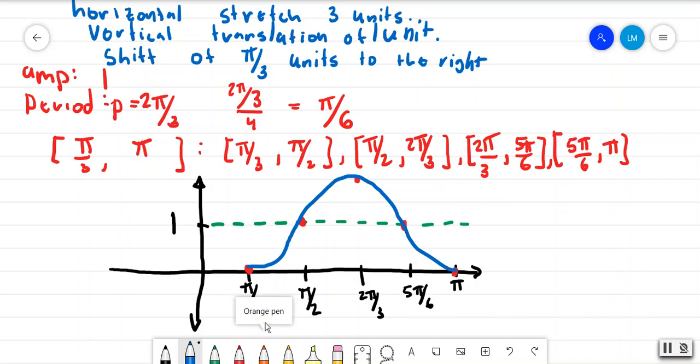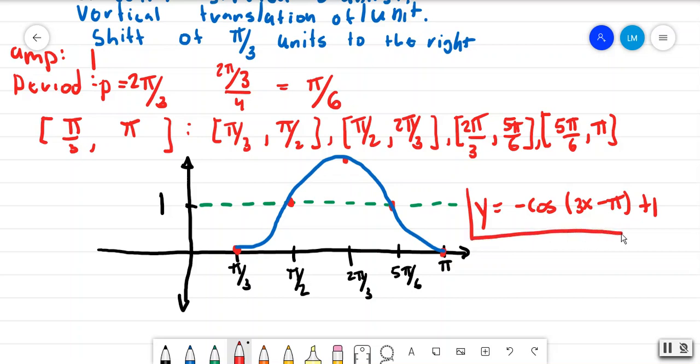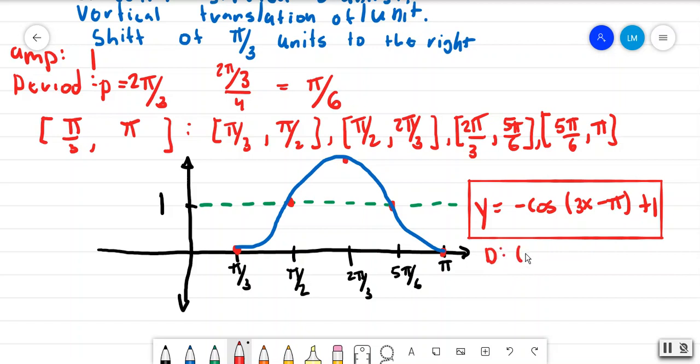Okay, so this is kind of like a rough sketch of the graph. So we have that this is the equation of y equals negative cosine of 3x minus pi, plus 1. So we have our graph of our equation, and note that the domain is still the same. It's still minus infinity to infinity, but the range is now from 0 to 2. Okay, because over here, you have that the peak point is 2, and the low point is 0.